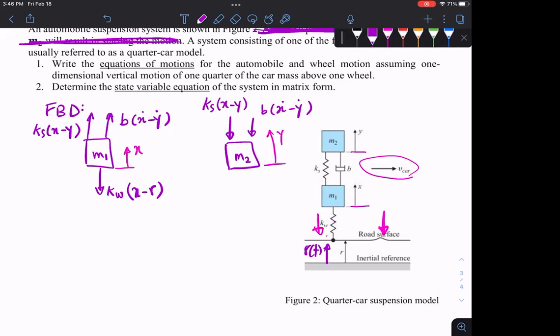From here should be easy, right? You could show also the inertia. I didn't because some of the students didn't like that way. So let's say for one, sigma f is m1 x double dot. For the other one, sigma f is m2 y double dot. And then we have the positive direction of x. So this is negative k omega x minus r.